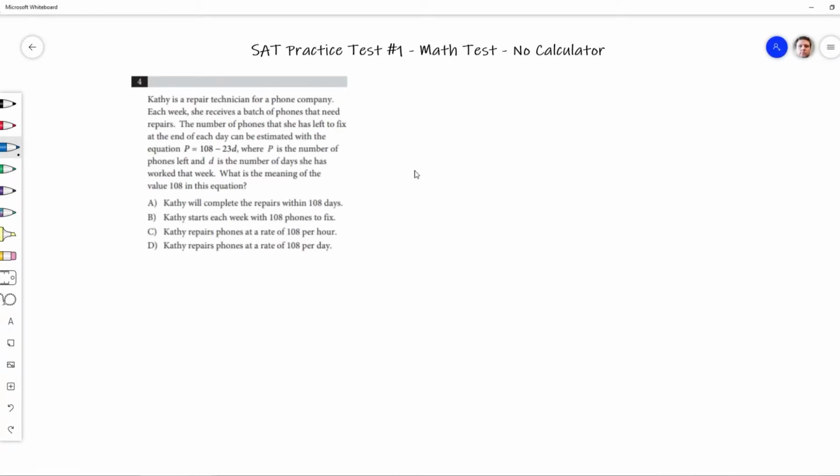Alright, number 4 is actually super important because it illustrates the most popular problem type on the entire SAT math section, and that is slope-intercept form word problems.